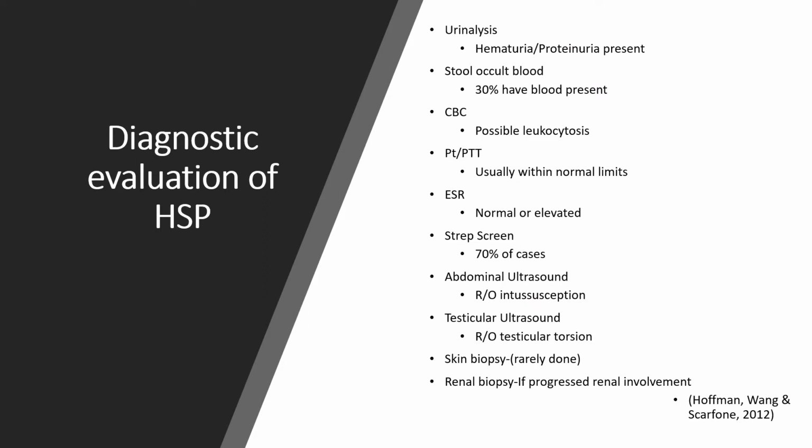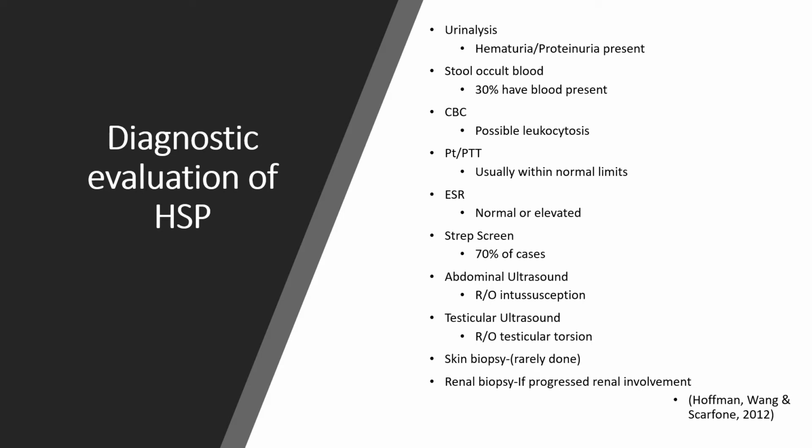Diagnostic evaluation of HSP may include a urinalysis to check for hematuria or proteinuria, stool occult blood. 30% of patients with HSP have blood present in their stool, a CBC for possible leukocytosis. PT/PTT is usually within normal limits. ESR can be normal or elevated.